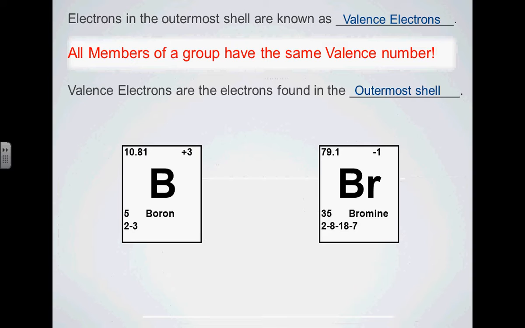If you look in group 1, all of those elements, okay, lithium, sodium, potassium, they all have 1 outer electron, 1 valence electron. Everything in the second group, beryllium, magnesium, calcium, they all have 2 electrons in the outermost shell. So they follow this predictable pattern.